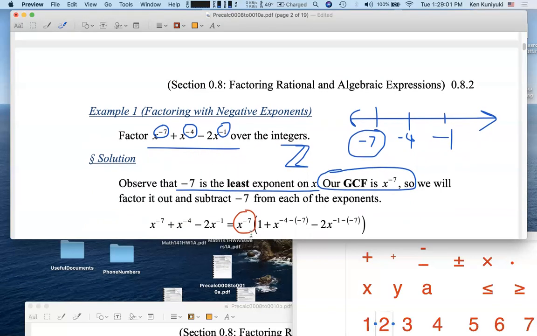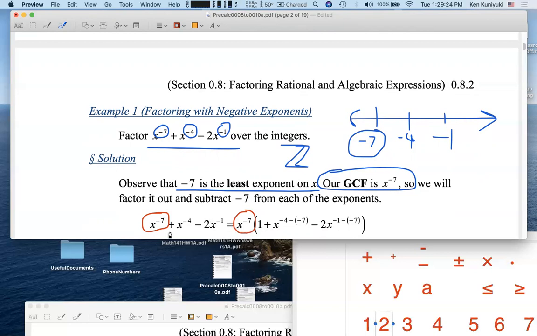Again, when we divide powers of x, we subtract the exponents. Now for this first term in here, it's very straightforward. X to the negative 7 divided by itself, well, that's 1. Of course, x cannot be 0, but we won't worry about domain right now. X to the negative 7 divided by itself is 1.